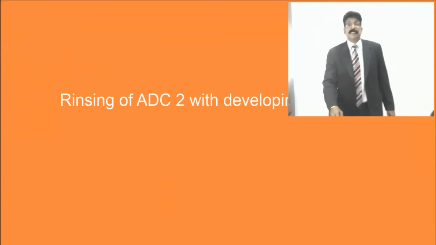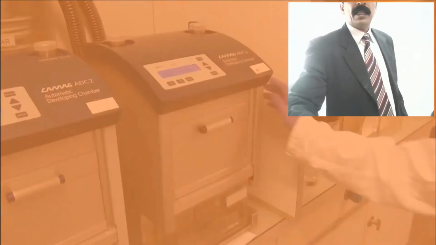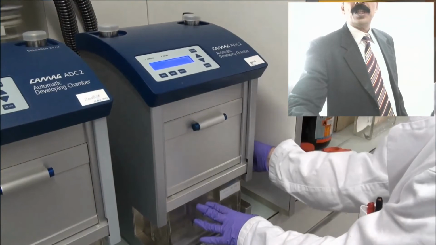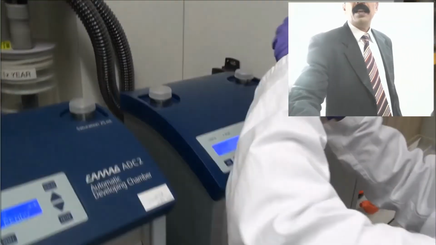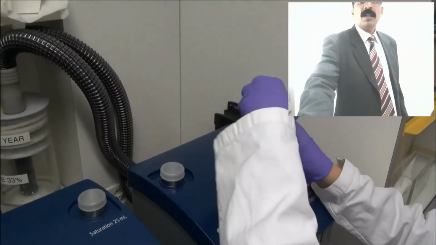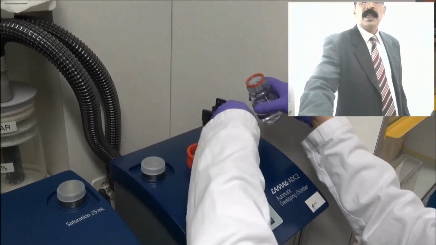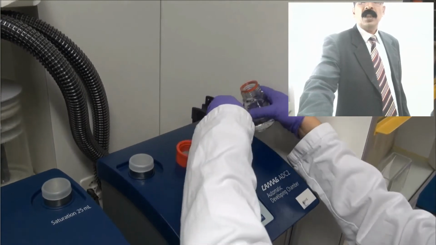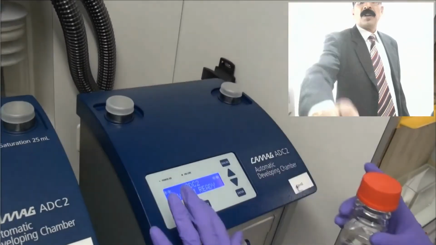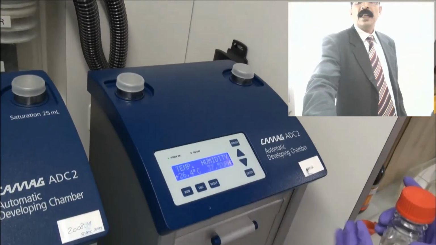After spotting you have to rinse. For the rinsing solution, you see rinsing has to be done by means of methanol. Then after rinsing, this is the chamber of the HPTLC.